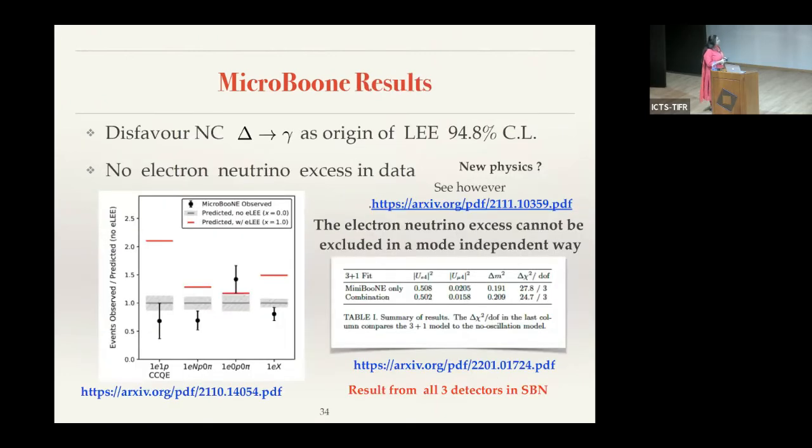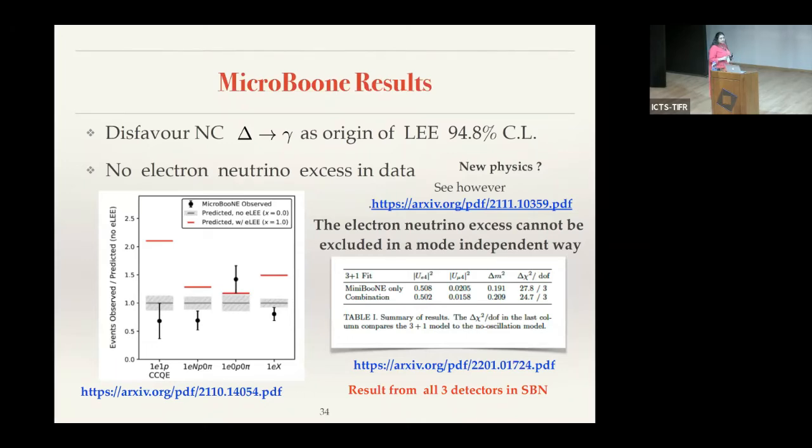The MicroBooNE results published last year said that they disfavor the neutral current background as the origin of the low energy excess, and they did not report any electron neutrino excess in the data. So then how should we explain the LSND and MiniBooNE results? Whether new physics needs to be proposed.